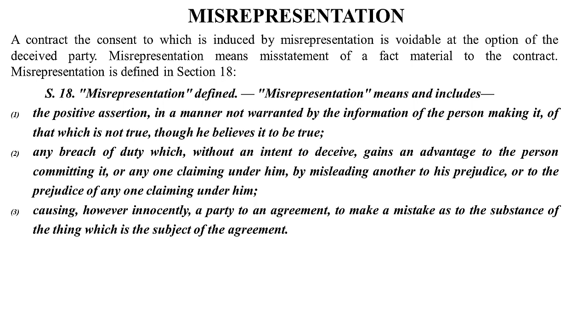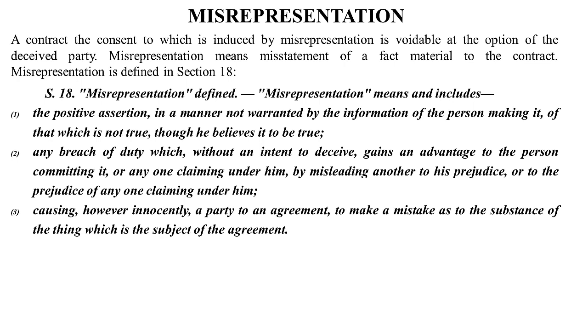Number 2, any breach of duty which, without an intent to deceive, gains an advantage to the person committing it or anyone claiming under him by misleading another to his prejudice or to the prejudice of anyone claiming under him. Number 3, causing, however innocently, a party to an agreement to make a mistake as to the substance of the thing which is the subject of the agreement. So we see over here that misrepresentation is defined under section 18 in 3 ways, and we are going to discuss each of these ways.